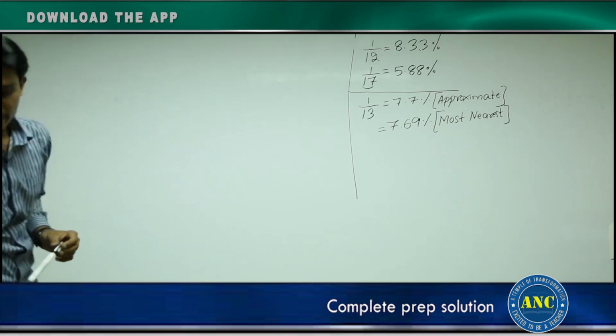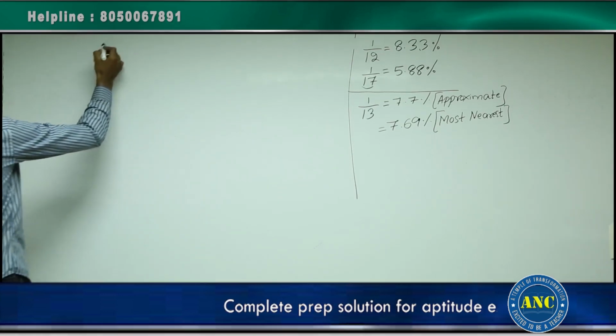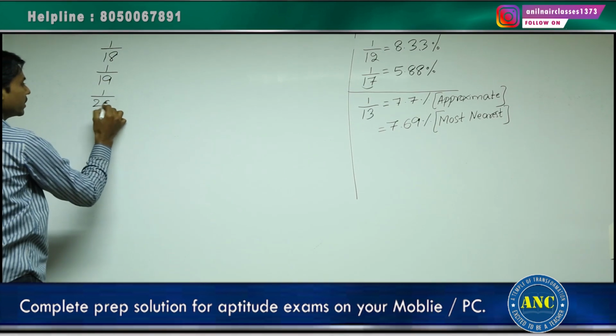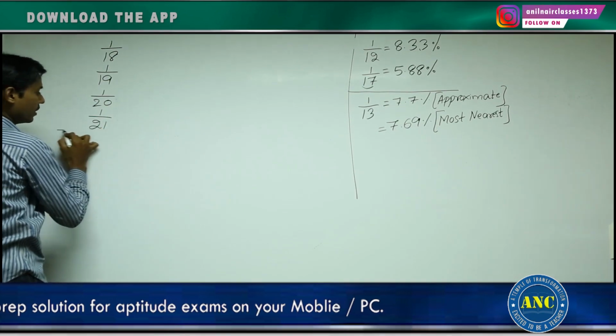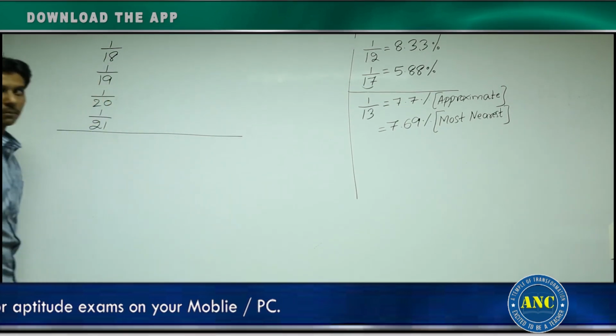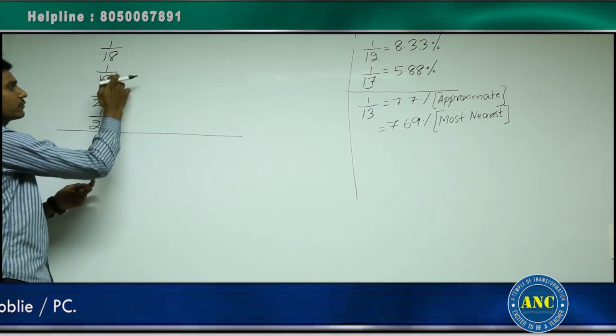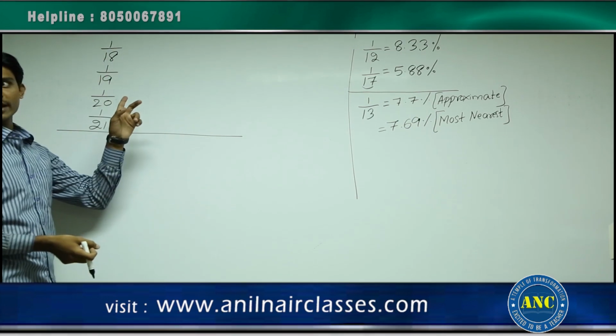Next set of 4 values. See here: 1 by 18, 1 by 19, 1 by 20, 1 by 21. These 4 will have the same logic. Among all these fractions, which is the easiest one to calculate?